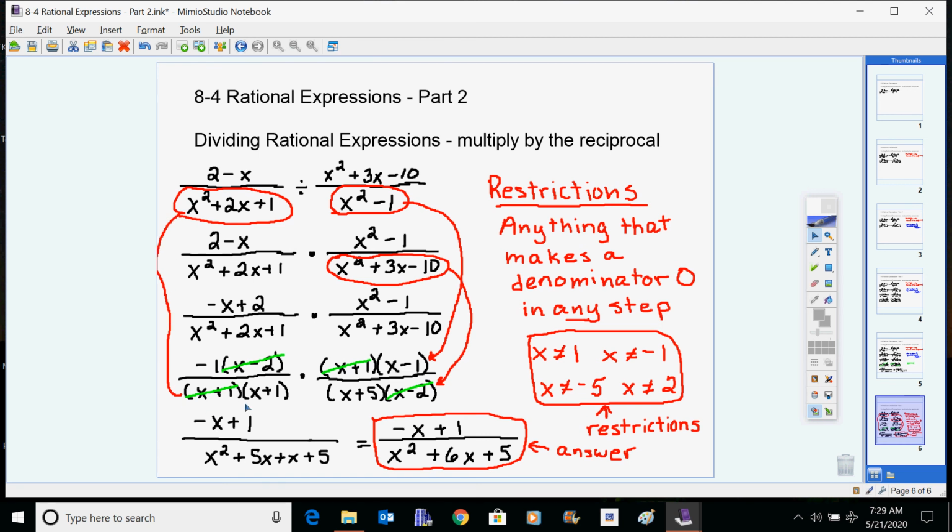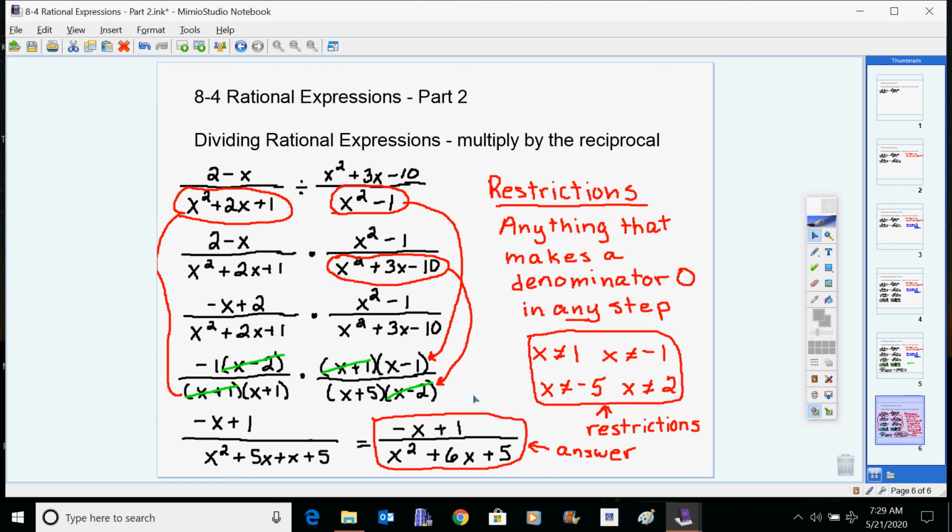Okay, this one factors to here, so it can't be -1. There's that one. This one factors to here. This one factors to here, so it can't be 1 either. This one factors to this, so -5 is a no, and 2 is a no. So anything that makes a denominator 0 in any step will mess you up. So we have that. There's your restrictions. Here is the actual answer to the question. So don't lose the answer in all that.